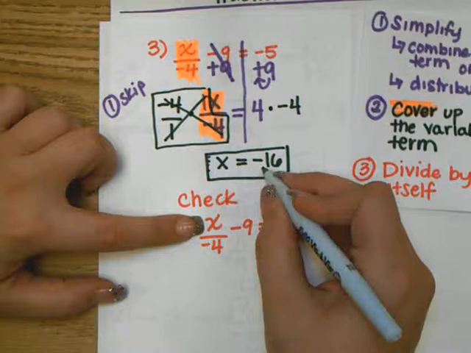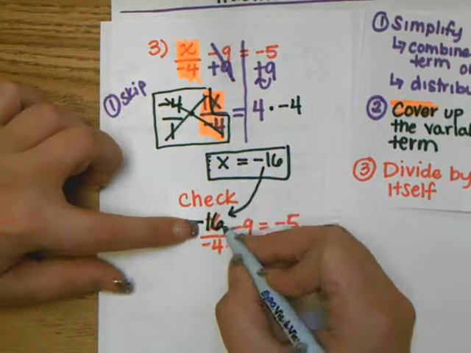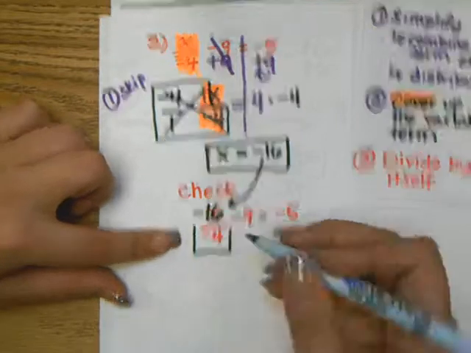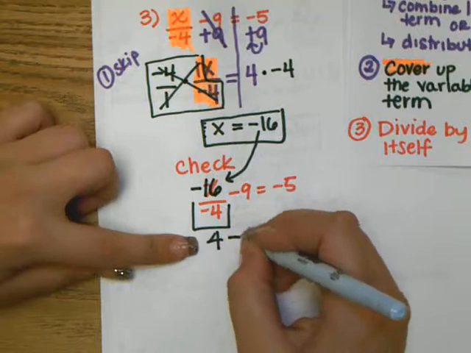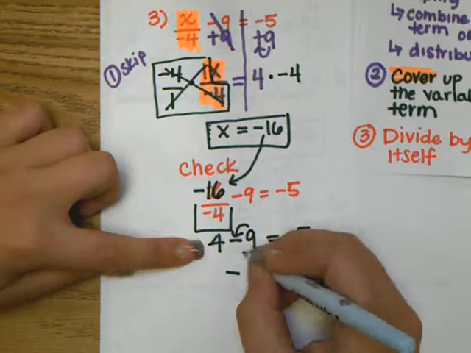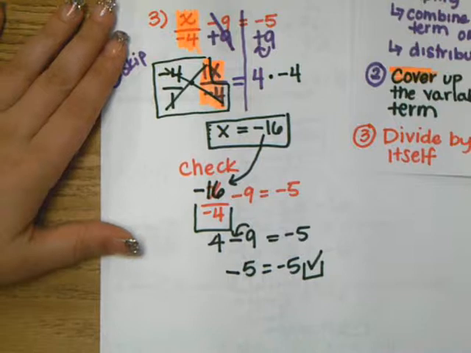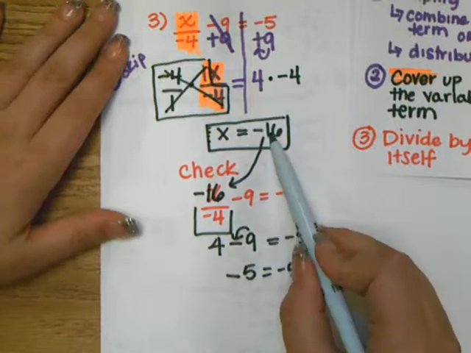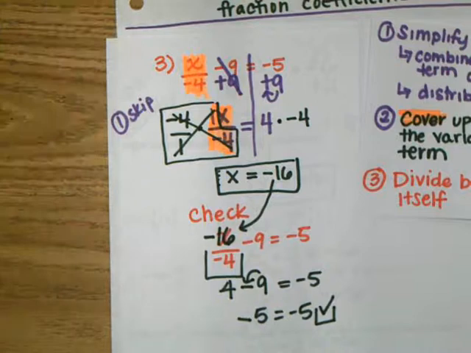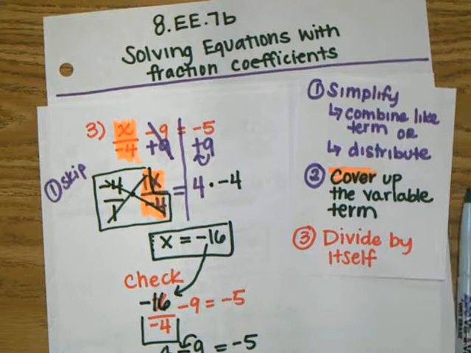So if we check this, and I take out the x, and I put in -16. -16 divided by -4, that's 4. And then 4 minus 9, 9 is bigger, negative, they're different, subtract. We get the same thing on both sides. So I know -16 is the correct answer for x.